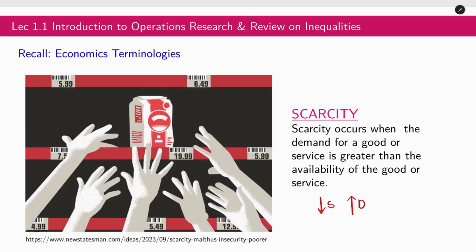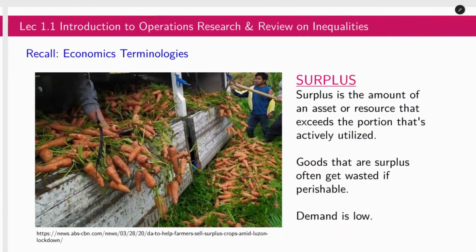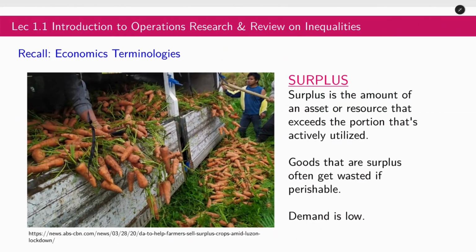Next, the antonym of scarcity is surplus. Surplus is the amount of an asset or resource that exceeds the portion that's actively utilized. Goods that are surplus often get wasted if perishable. The demand is low. Just like what I got here from ABS-CBN, the picture on the left. So we can use operations research to avoid these kinds of problems. Either scarcity or surplus, our goal is to optimize the use so that nothing is wasted.